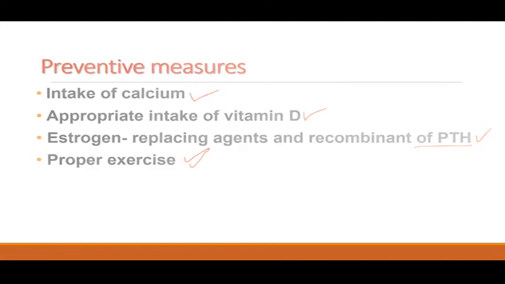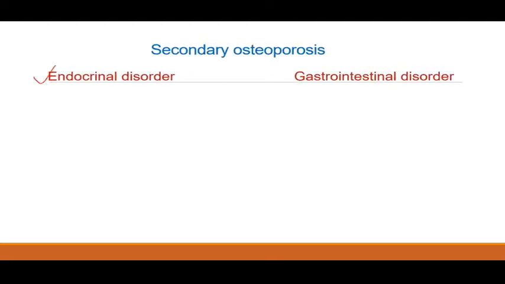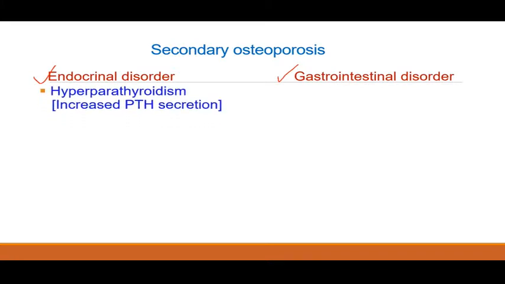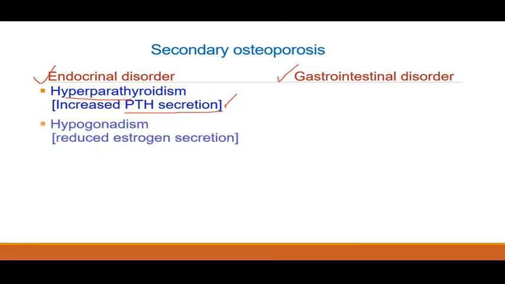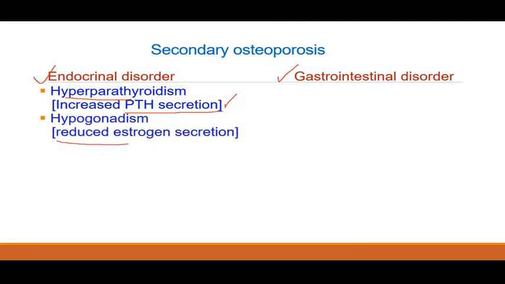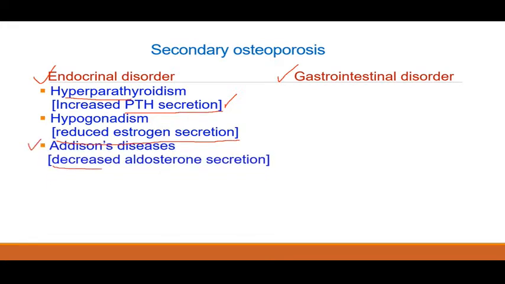Now we will discuss the secondary osteoporosis, which is caused by the endocrinal disorder and gastrointestinal disorder. Let us see what are these disorders. In case of endocrinal disorders, there is hyperparathyroidism. That means increased PTH secretion or the parathormone secretion. Second is hypogonadism. That means reduced estrogen secretion. Third is Addison's disease, in which decreased aldosterone secretion is there. And fourth is prolonged glucocorticoid therapy.